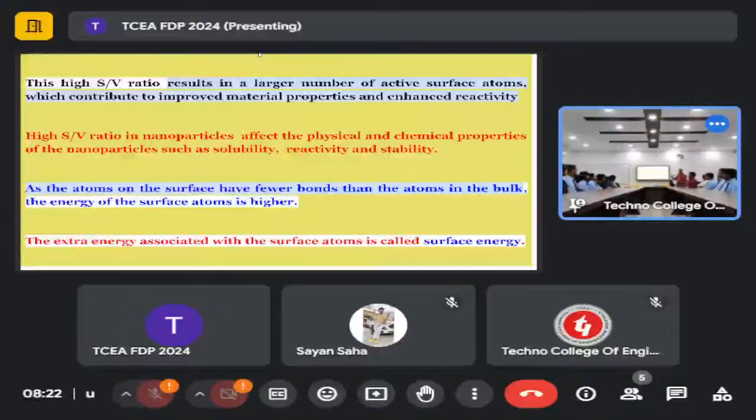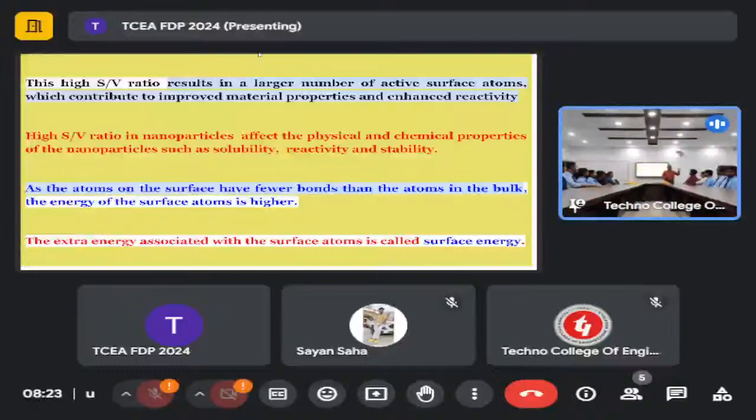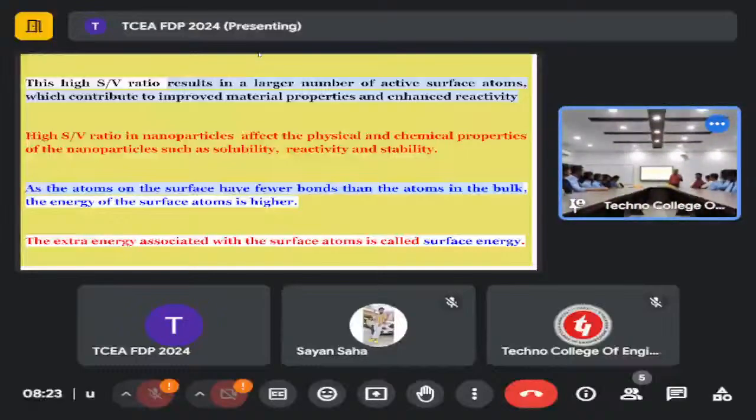Now, just like water, you have heard about surface tension, right? Surface tension is related to surface energy. As most of the atoms are on the surface, or for nanoparticles the surface to volume ratio increases, there will be an increase in surface energy, and this is the main reason behind the many good properties that we find in a nanoparticle. It is because of the presence of high surface to volume ratio and high surface energy. Got my point?